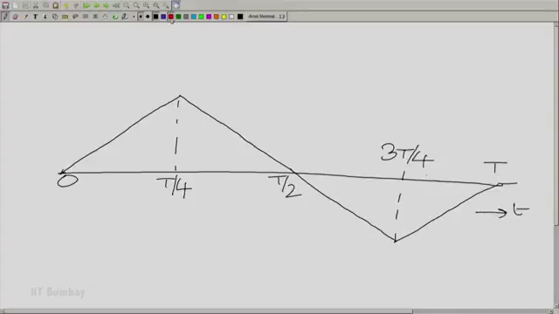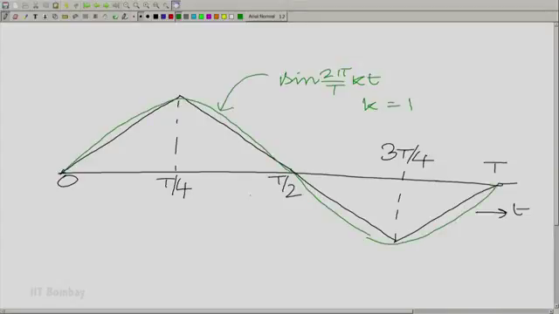So, let us draw just the first sinusoid for k equal to 1. Let us draw sine of 2 pi by T times kt for k equal to 1. That is easy. That will look like this. Of course, my drawing is not terribly accurate. I am just trying to show it schematically. Do not take my drawing literally.